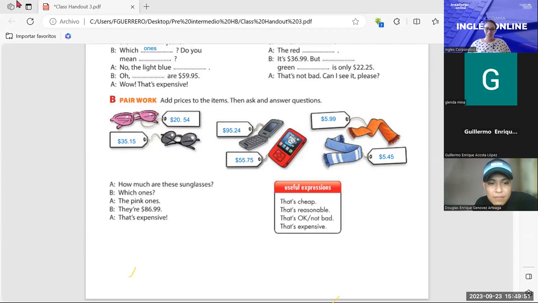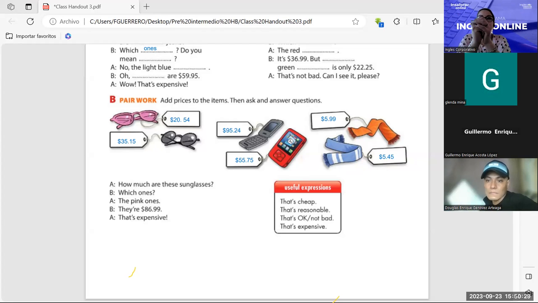Okay. No es así como que ella me pregunta y yo le doy el precio. Si la tiene así como a la mano o si no sabe cuál de las dos es, le pregunta: which one? O sea, el how much are these sunglasses es como cuánto cuestan los sunglasses. Tenemos dos, le pregunto cuál, which ones, tenemos los pink y los black.